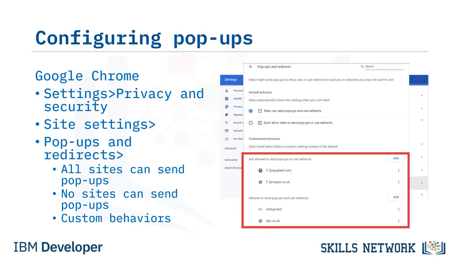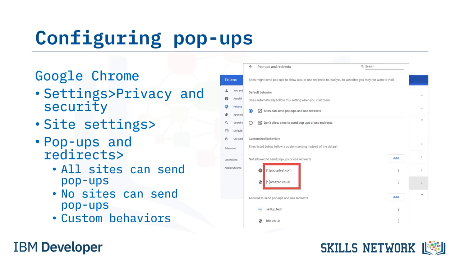For example, here we have added the popuptest.com and amazon.co.uk sites to the blocked list, and the skillup.tech and bbc.co.uk sites to the allowed list. Note that you can use the syntax square bracket asterisk dot square bracket before the domain name, which will then include all subdomains as well.